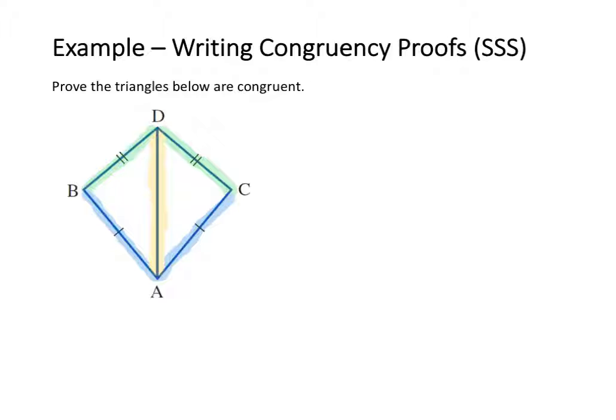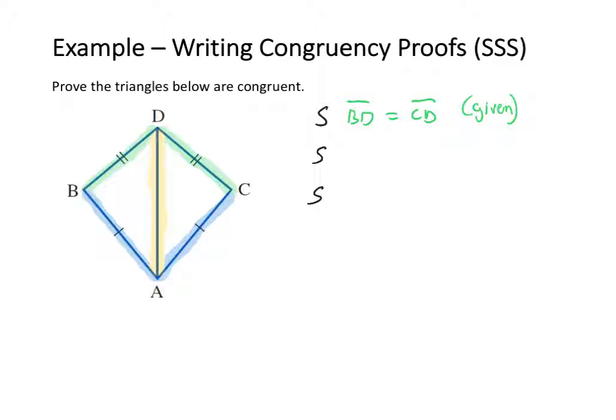So now that we know that we're going to use the rule side, side, side, I want to write down side, side, side at the beginning of my proof. Now for each of those lines, I want to go through and write a statement telling me what 2 lines are going to be equal. So my first one, line BD is equal to line CD, and I know that because it is given.